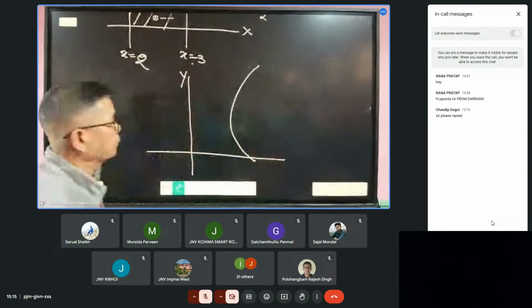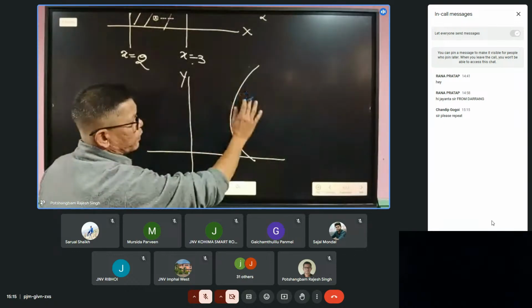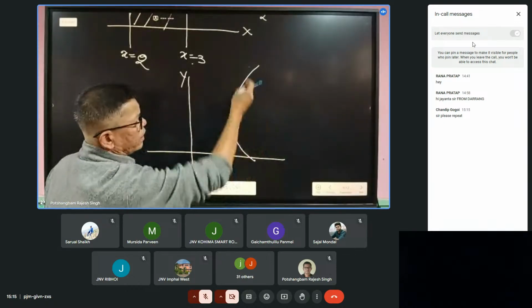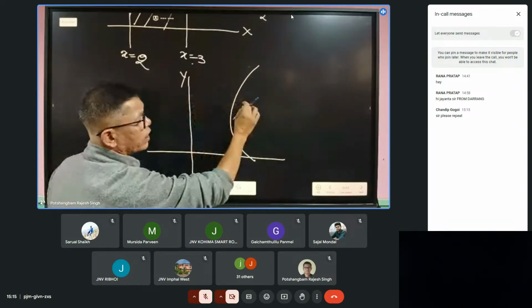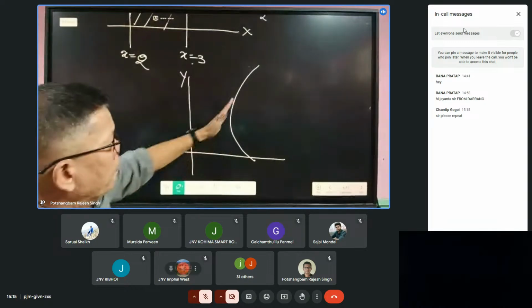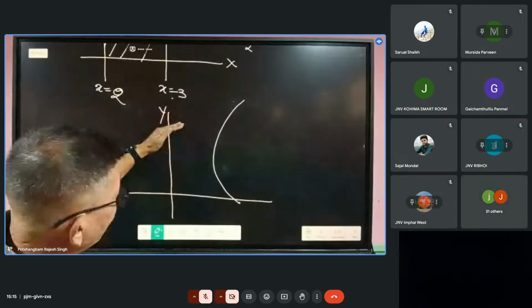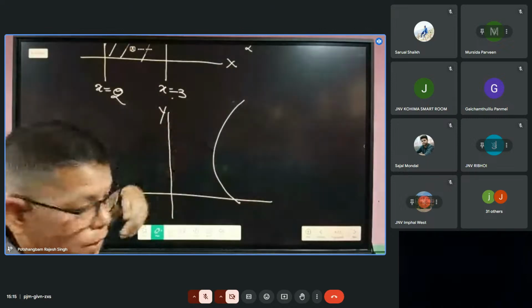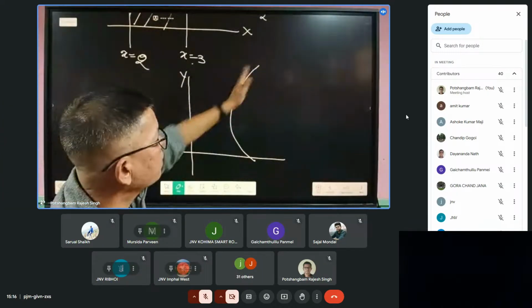Let me repeat. Sometimes, it is your choice. Area can be defined with respect to the y-axis, or the area can be defined with respect to the x-axis. It is your choice. But one of the axes should actually be chosen from our side. Suppose we choose the y-axis to find the area of this curve.